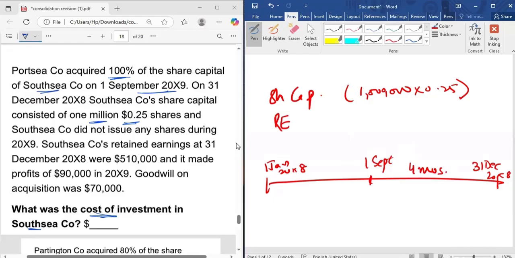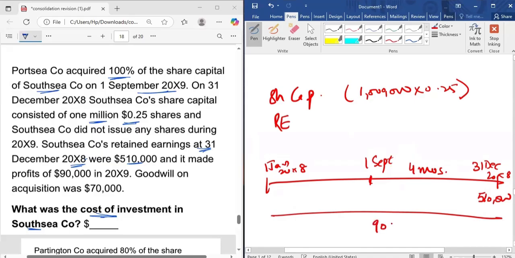So at 31 December 20x8, retained earnings were 5,10,000, and the profits for the entire year were 90,000. If I have to reach the retained earnings on 1st September, what will I do? I will subtract 90,000 times 4 by 12 from this 5,10,000. I'll do backward working. This 5,10,000 includes the profit for the entire year.